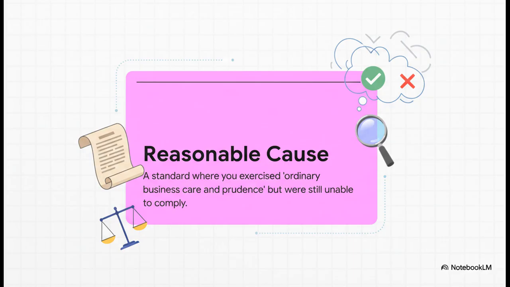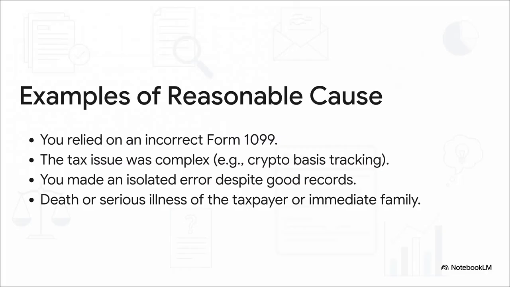Now, this is a real legal standard, straight from the IRS's own playbook. It basically means you have to show them that you tried, in good faith, to get everything right. You acted like any normal, careful person would, but for some legitimate reason, you still messed up. So what does that actually look like? Well, maybe a company sent you a 1099 that was just plain wrong, and you relied on it. Or maybe the tax rules were just incredibly complicated, like trying to track the basis on 100 different crypto trades. Or hey, maybe it was just an honest, one-time mistake in a year where you normally do everything right. These are all potentially great arguments for reasonable cause.